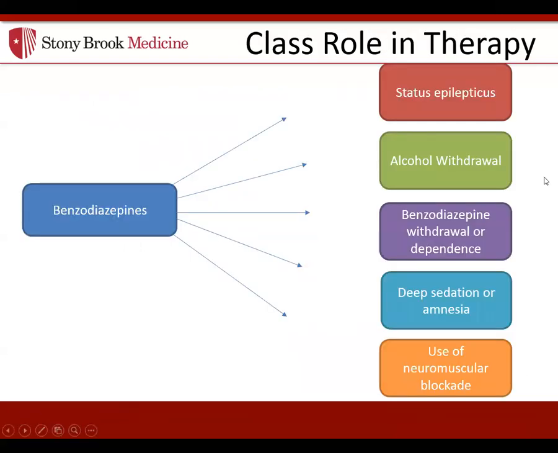And just to summarize quickly the class role in therapy, so benzodiazepines are first line in status epilepticus because of their anticonvulsant properties, in alcohol withdrawal and in benzodiazepine withdrawal because of GABA. They're able to induce deep sedation and amnesia when indicated. So for this reason, they're first line when using a paralytic agent, but ultimately they're not favored due to being a risk factor in developing delirium in ICU patients that we're going to be discussing in a bit.